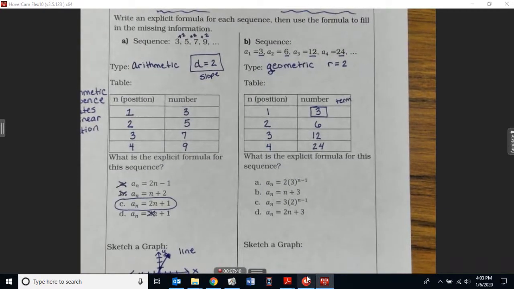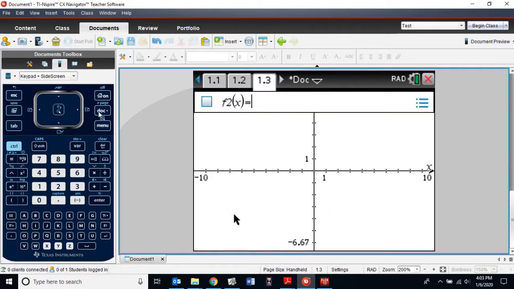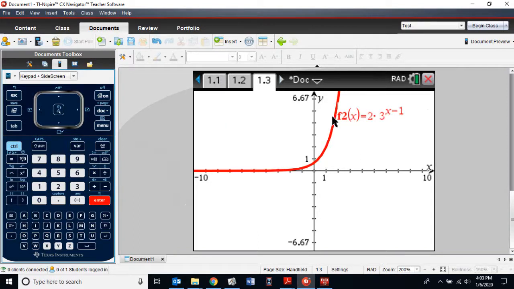So I'm going to go to my calculator. I'm going to add a new page. And again, we're going to use X instead of N. So letter A says 2, parentheses 3. And then to get to the exponent, you press this button right here, the one that's red now, to the X minus 1. And then I press enter. And it gives me a graph that looks like a curve. If I press menu 5-1 and I push 1, 1 sends me to 2, which means that A is not my answer.